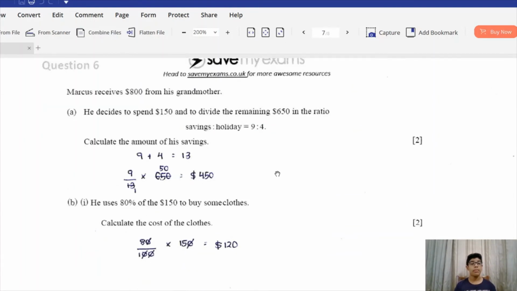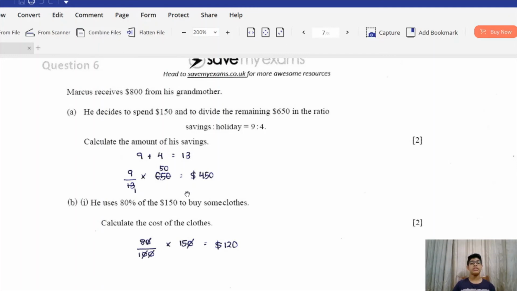Question 6. Marcus receives $800 from his grandmother. He decides to spend $150 and to divide the remaining $650 in the ratio savings to holiday 9:4. So calculate the amount of his savings. So basically we want to first add the two ratios, so 9 plus 4. So $650 can be expressed as a fraction of 13. His savings is 9 over 13 of this amount.